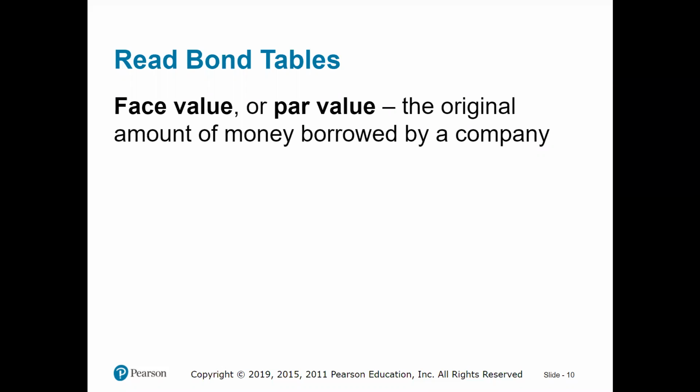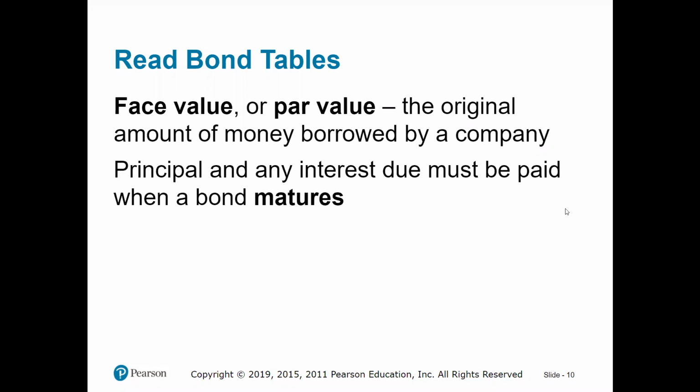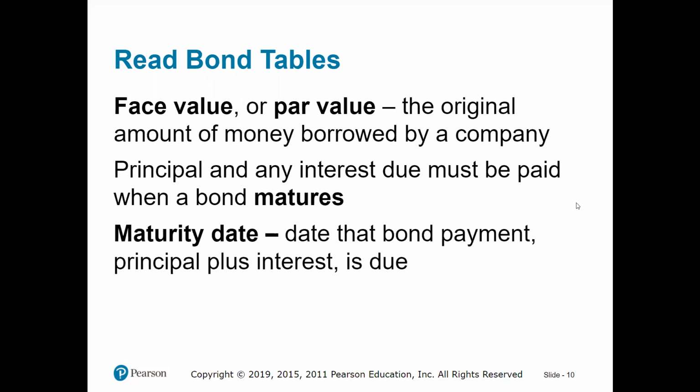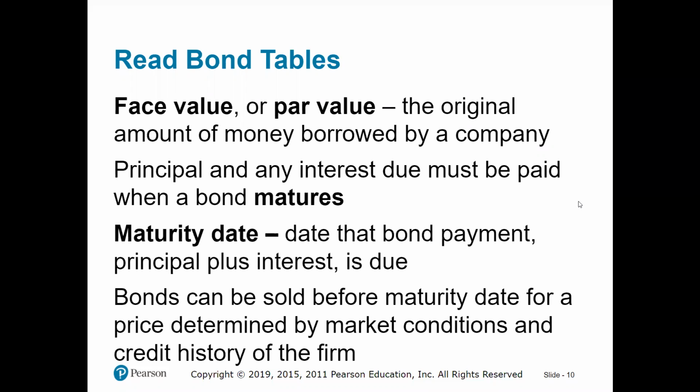Face value or par value is the original amount of money borrowed by a company. Principal and other interest due must be paid when the bond matures. Maturity date is the date that the bond payment, principal plus interest, is due. Bonds can be sold before the maturity date for a price determined by market conditions and the credit history of the firm.